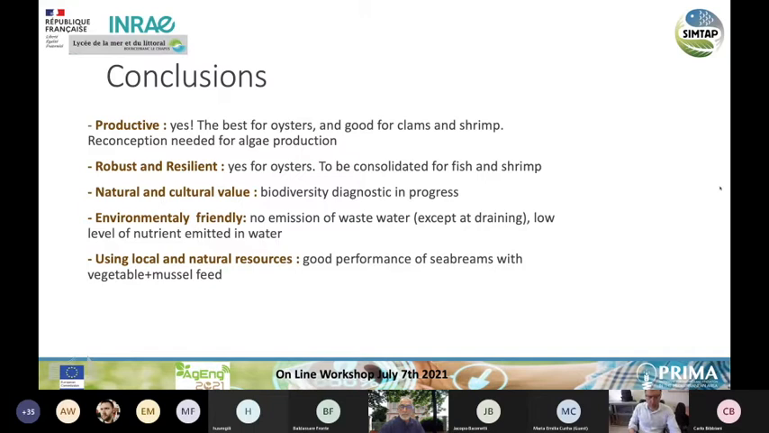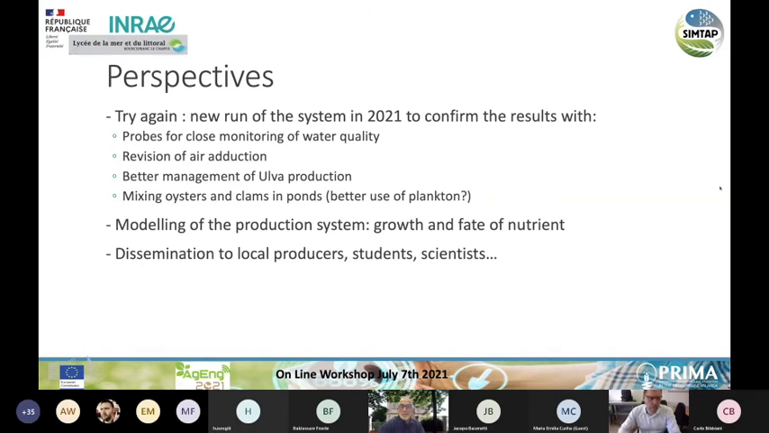And for sure, we used the local and natural resources with the good performance of the sea bream using the vegetable and the mussel feed. As perspective of this work, we have a new run of the system in progress actually, to confirm the result we obtained last year, with several changes, such as the probes that will be settled to have a close monitoring of the water quality in several parameters, such as pH, oxygen, temperature, etc.